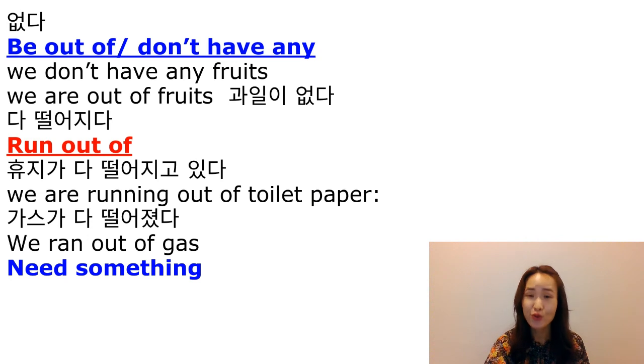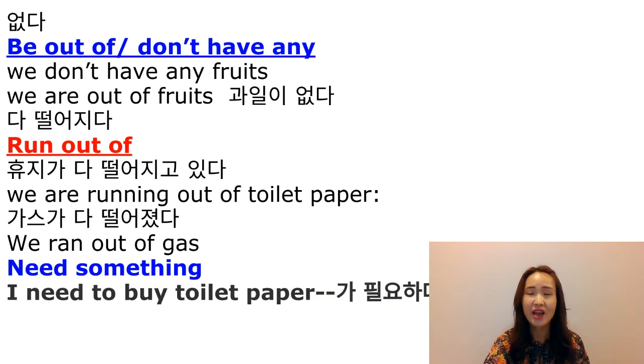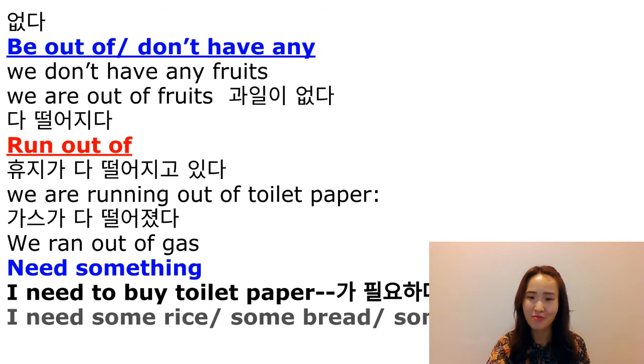Or you can say, we need something, right? We don't have any fruit. We need some fruit. We don't have any toilet paper. We are out of toilet paper. We need to buy toilet paper, right? So that's the expression you're gonna use. Okay, very important. I want you to remember that, right? Out of, run out of, we need to buy something, right?